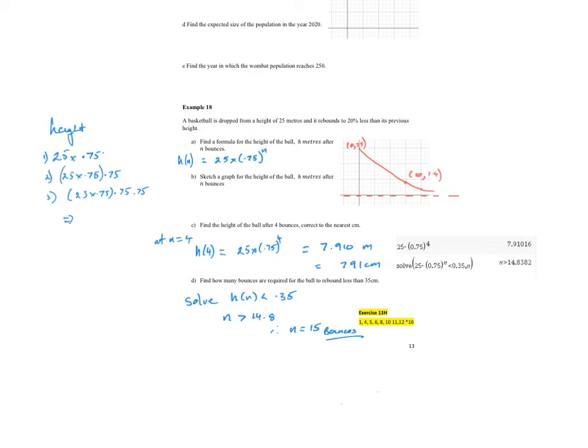Okay, so first thing I'm going to just change that little 20% needs to be a 25%. All right, so again, the challenge is to come up with our model. So let's think about what's happening.